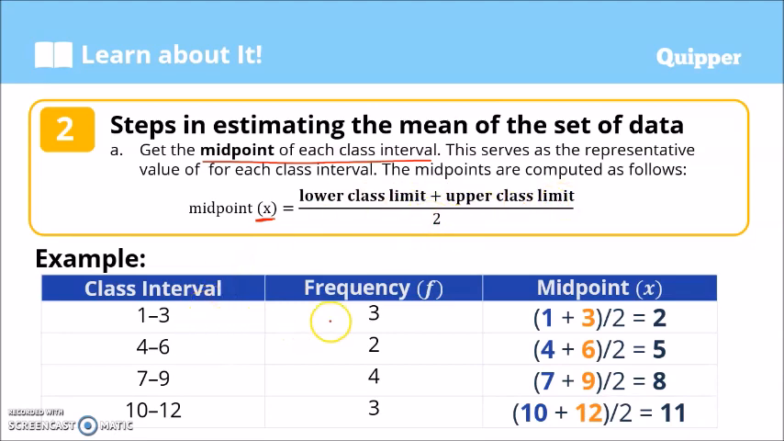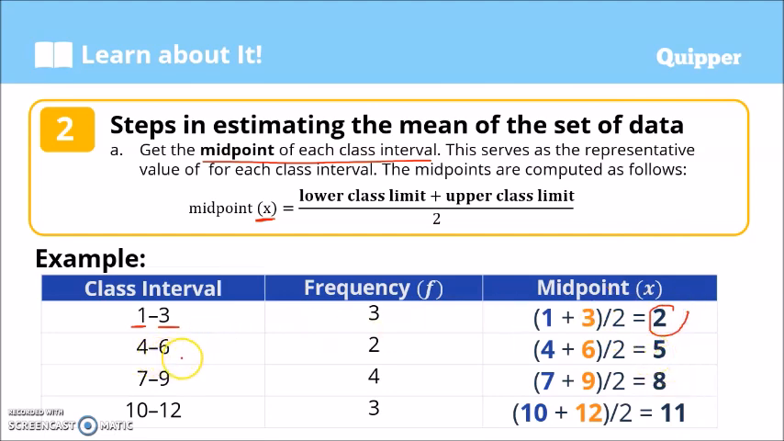Okay. So, example, 1 to 3 is the class interval. Ang lower class limit ay 1. Ang upper class limit ay 3. So, we add 1 plus 3, and then i-divide sa 2. So, we have that here. 1 plus 3 and then i-divide sa 2. 1 plus 3 is 4. Divided by 2 is 2. So, therefore, the midpoint is 2.